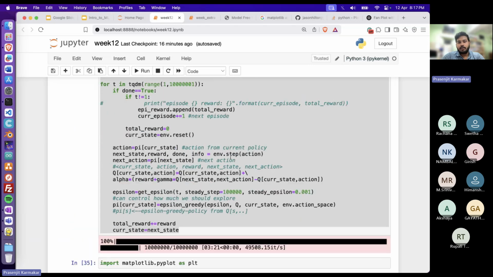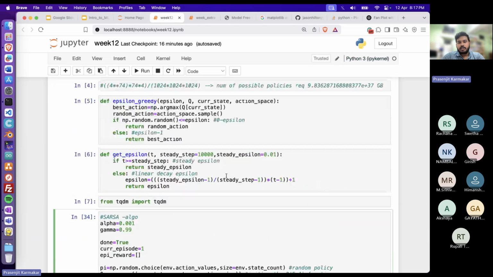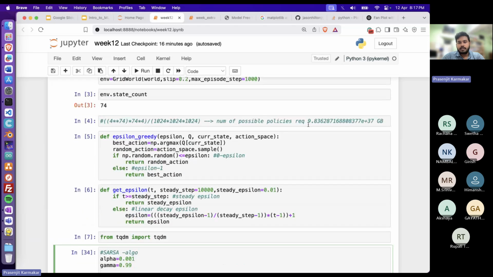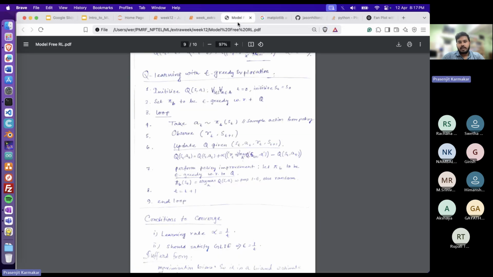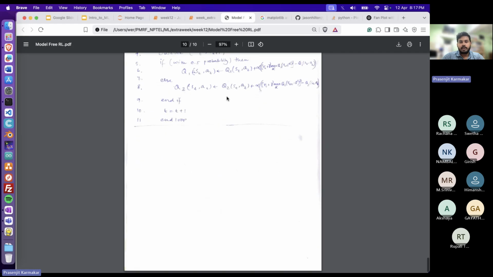So basically we don't have to be constrained on memory now. We can still solve problems which earlier, if I wanted to solve them, I would need 9.83 into 10 to the power 37 GB of RAM. Okay, so that's the end of model free reinforcement learning.